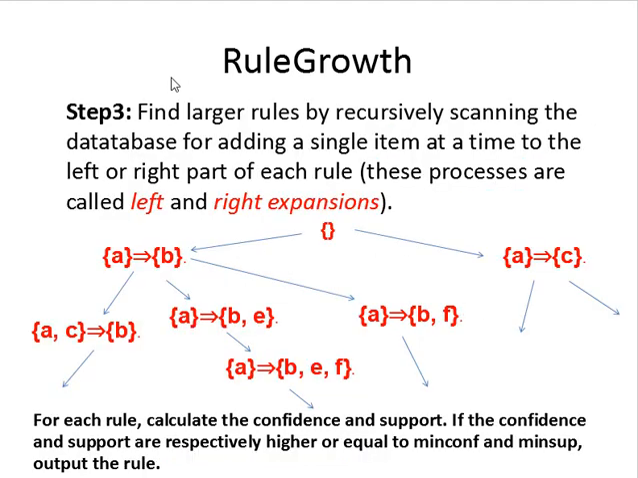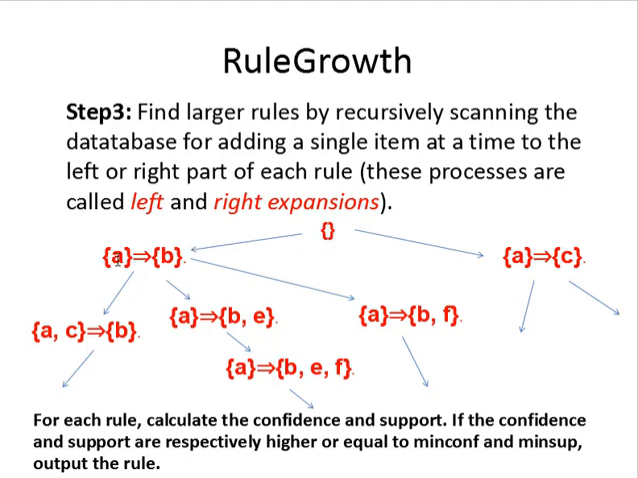So step 3. We find all the larger rules by recursively scanning the database to add items either to the left side of the rule or to the right side, to grow the rules and find larger rules. Let me explain this. Here I put a picture to show some rules. We start from the empty set. That means we have nothing.